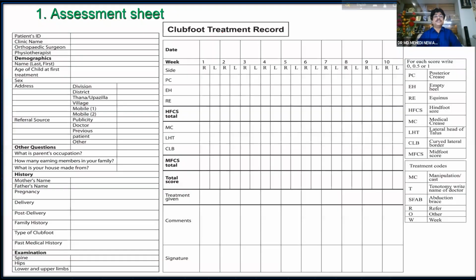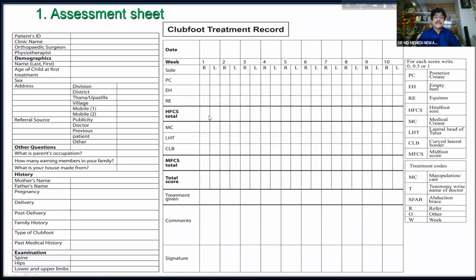In clubfoot deformity, we use an assessment sheet. Here we enter everything: the patient's ID, name, clinic name, patient's age, delivery history, and parents' history. In the clubfoot treatment record sheet, there is the date, weekly basis, first week, second week, third week, and the side, right or left. At first we assess the hindfoot contracture score, that is the posterior crease. If it is 1, we put 1 here. If empty heel is 0.5, we place 0.5 there. If rigid equinus is 1, we place 1, and then the total summation.